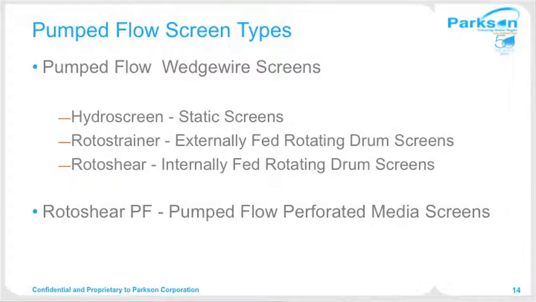So getting into screens, pump flow screen types. In Parkson Corporation, we utilize two types of screening media: Wedgewire screens and perforated plate screens. We have 3 screens in the Wedgewire area: Hydroscreen, the static screen we call it, Rotostrainer, and the Rotoshear. And the Rotoshear PF is our new screen that utilizes perforated plate media for its screening.